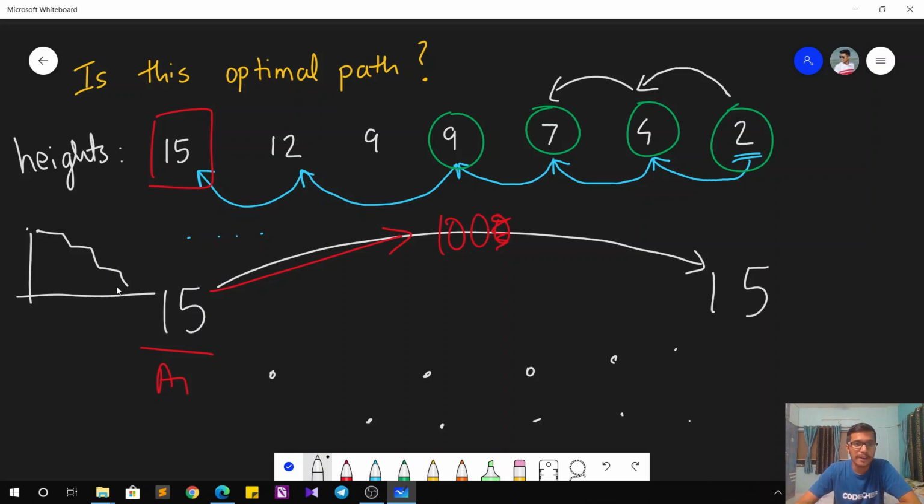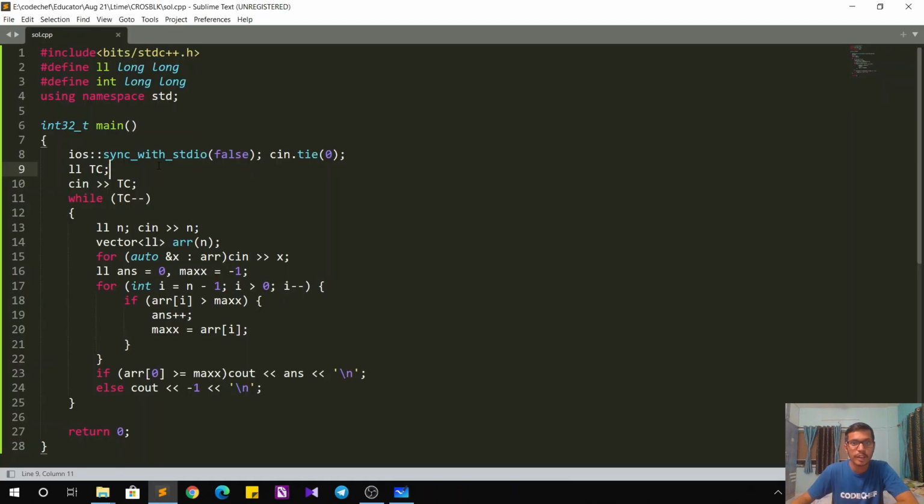So that brings us to the end of the solution approach. I hope that you guys have now understood the solution. It will be more clear once you see the implementation. The implementation goes as follows. First, we take the input for the number of test cases. Then for each test case, we take the input for the number of blocks, and then we create a vector and input all the heights.